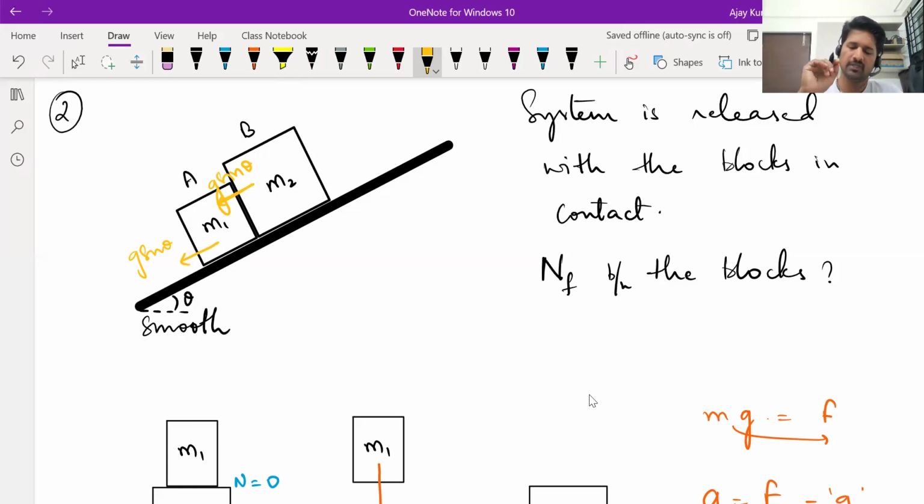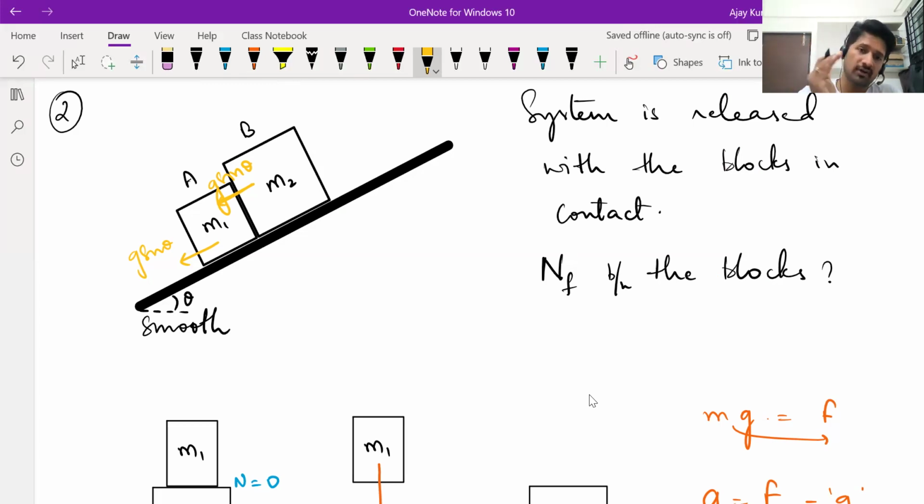But observe what is happening here. A has gravity acting on it. B also has gravity acting on it. And gravity pulls A and B both at the same rate of acceleration, g sin theta. So in a given amount of time, whatever displacement A undergoes, the same amount of displacement B will also undergo under the influence of gravity.